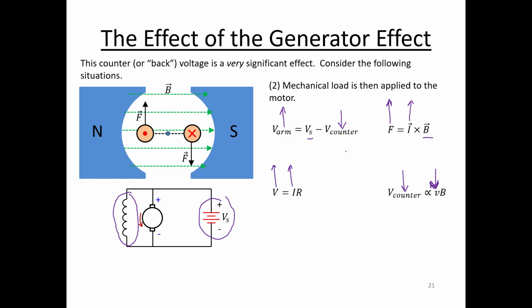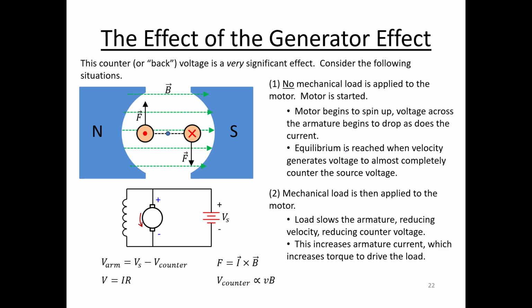So this is the summary slide for all of those things. And hopefully you found this very informative about the generator effect and its effect on the velocity of a DC motor and its effect on the torque of the DC motor. Note that if we increase the source voltage, this is a last little tidbit, well, that's going to increase the maximum velocity of the rotor because the velocity can rise higher and create more counter voltage, which then can rise to try to cancel the source voltage.